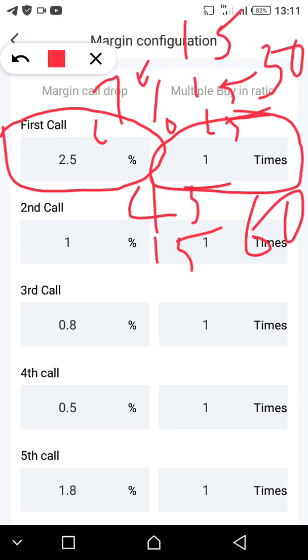Now, at the fourth call, if it goes down by 0.5%, you should buy more 15, which makes your total 75 dollars. That's the fourth margin call.